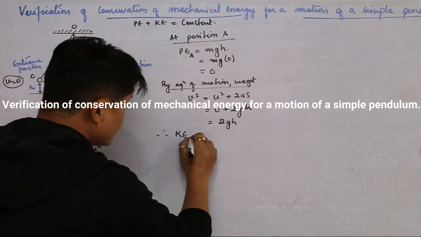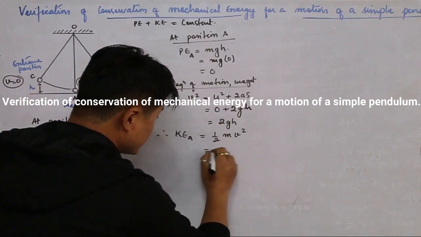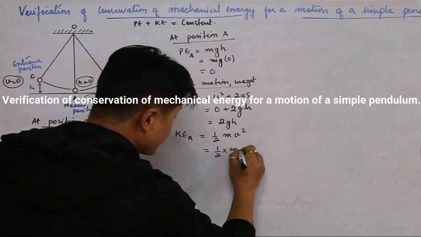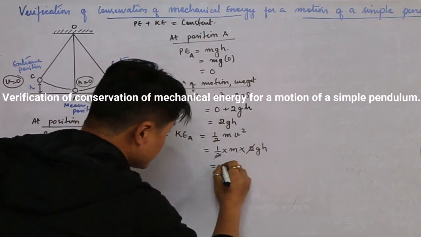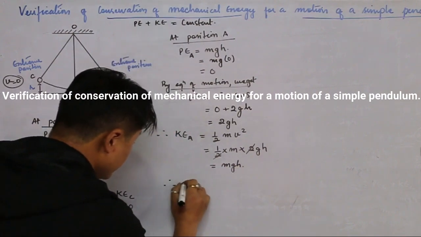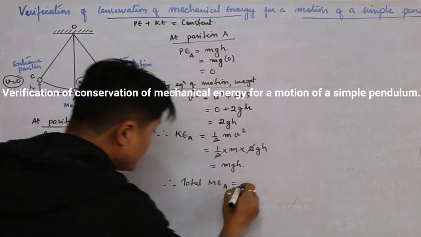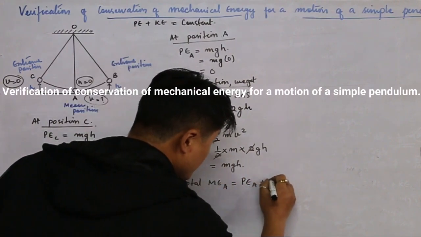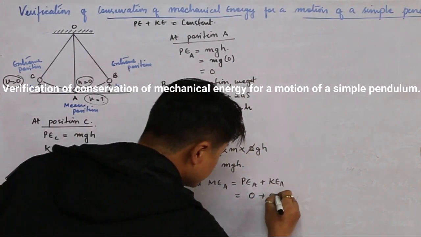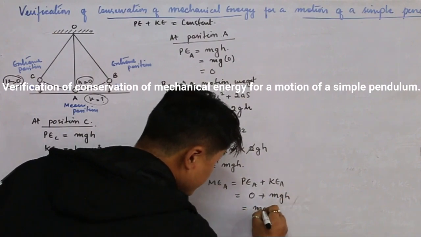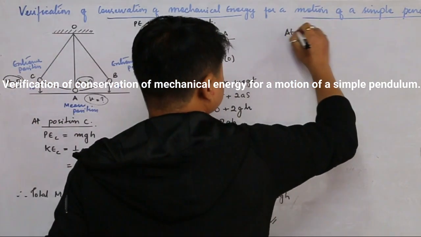Therefore, kinetic energy at A will be half mv square. This is equal to half into m, into v square, which is 2gh. These two get cancelled, so it is equal to mgh. Therefore, total mechanical energy at A is potential energy at A plus kinetic energy at A. Potential energy will be 0, kinetic energy will be mgh, so the total is mgh. Clear?